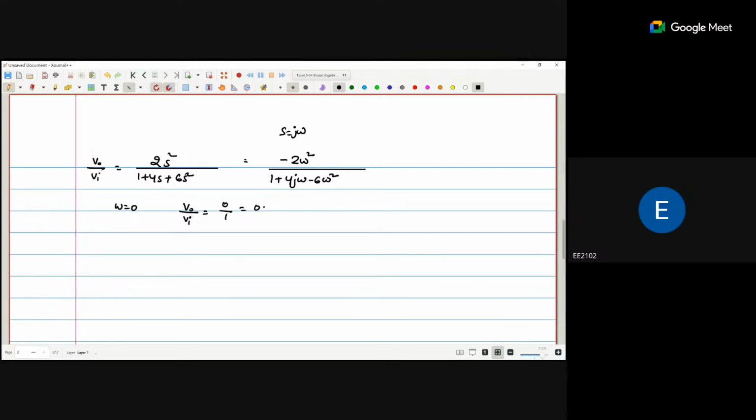Okay. Now put omega is equal to infinity. So V naught upon Vi, I just take omega square as common. So minus 2 omega square upon omega square, so 1 by omega square, 4j by omega minus 6. These two cancel out. Now put omega is equal to 0. So minus 2 divided by minus 6, that means 1 by 3. Not 0. Okay, not 0. Any particular value.